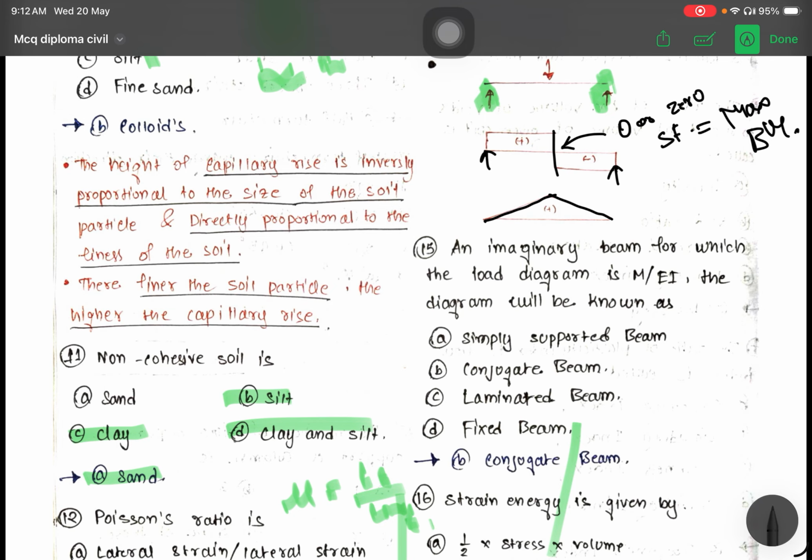The unit of torque is Newton meter. Torque is defined as the rotational equivalent of force, calculated as the product of the force and the perpendicular distance from the axis of rotation to the line of action of force.